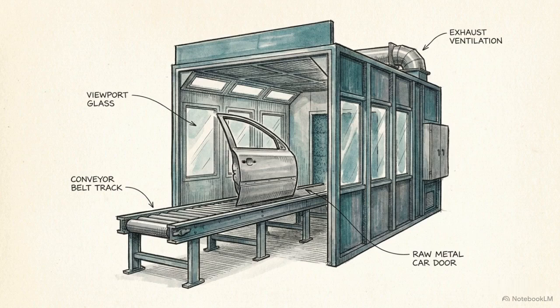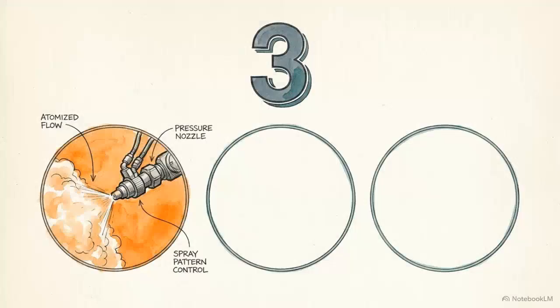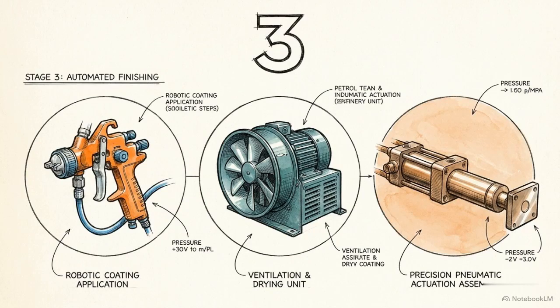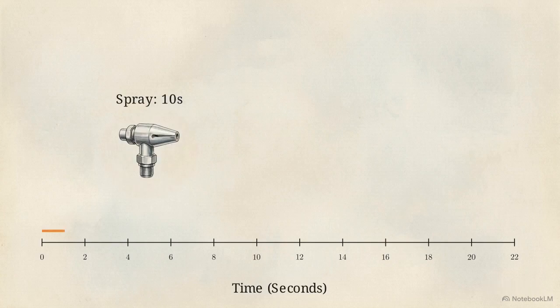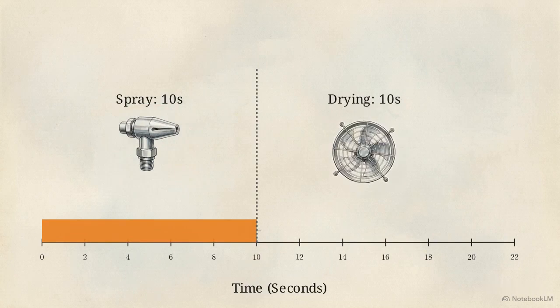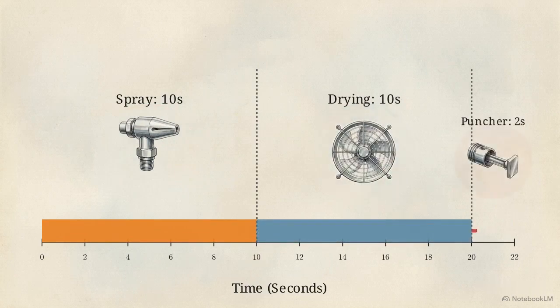When a part enters the booth, our system must execute 3 distinct stages in order: paint the object, dry the object, and finally, eject the object. This animated timeline tracks the precise 22-second execution required for success. First, an orange spray phase lasting exactly 10 seconds. Second, a 10-second drying phase powered by fans. Finally, a puncher mechanism engages for 2 seconds to push the completed object down the line.